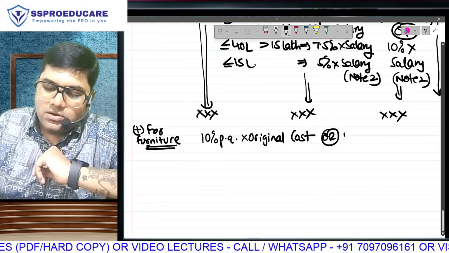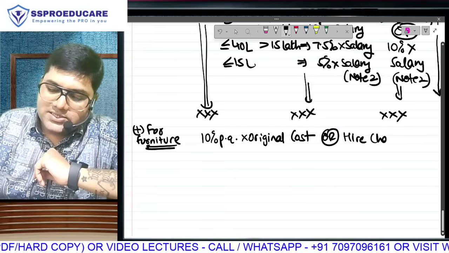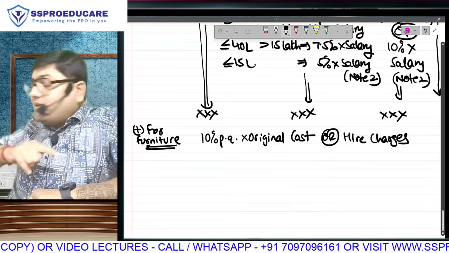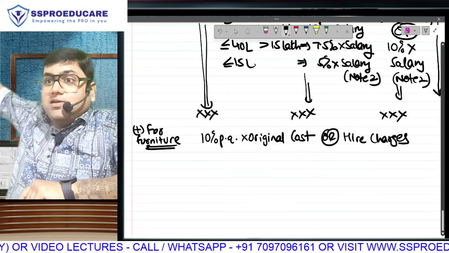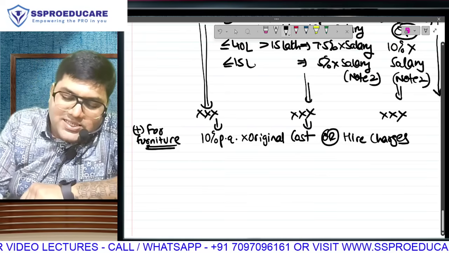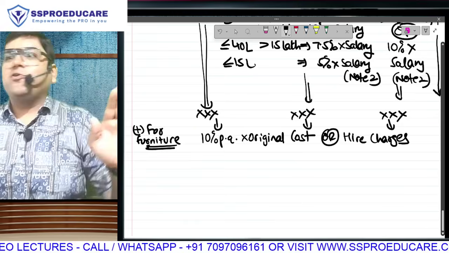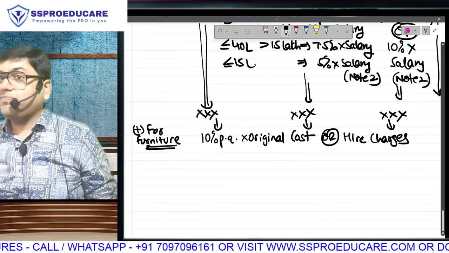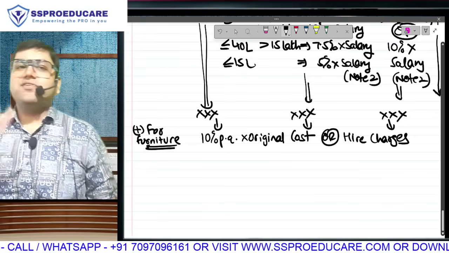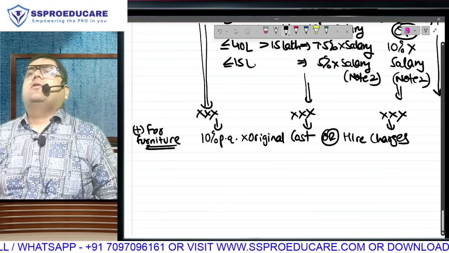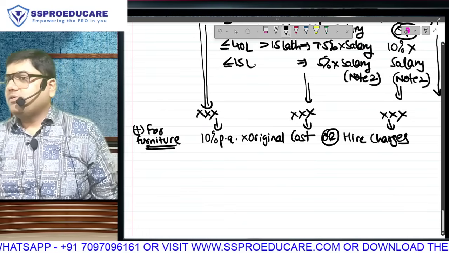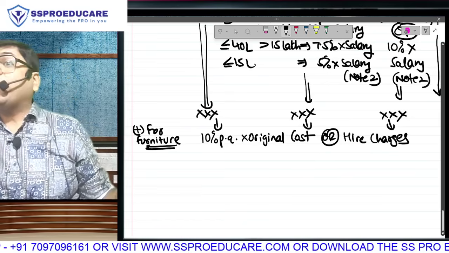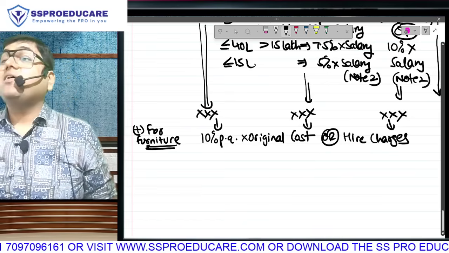Or higher charges. So 2 things you will have to understand. 1, am I writing the same line under all the 3? Whether it is this case or this case, the furniture value is the same. The house value may be different, but the furniture value is the same. Is this visible clearly? And the second thing, you will have to give the answer. I have written 2 things: 10% per annum of original cost or higher charges.